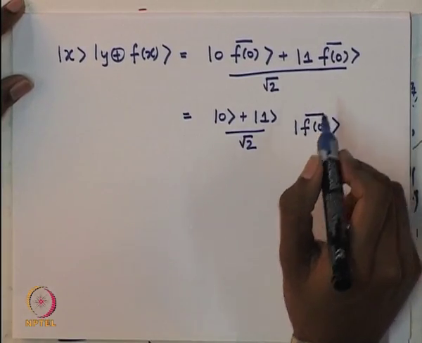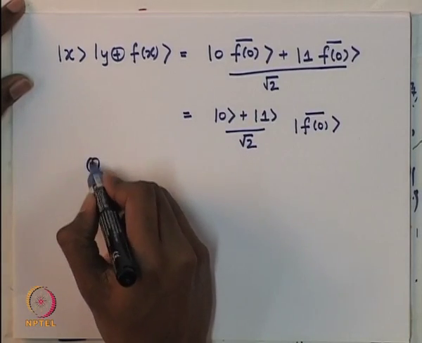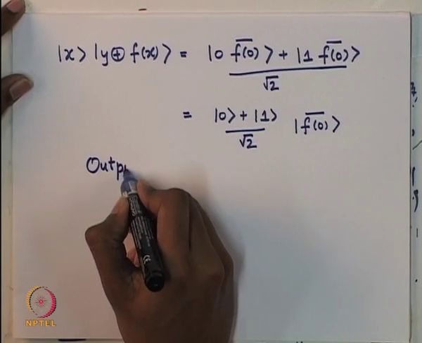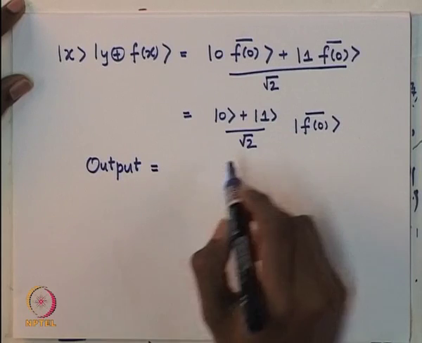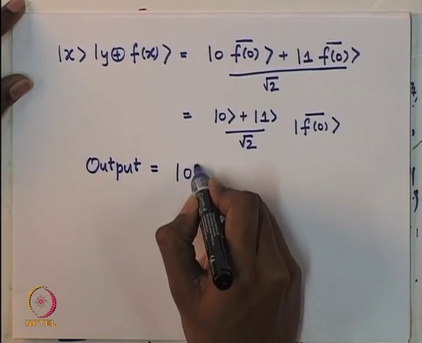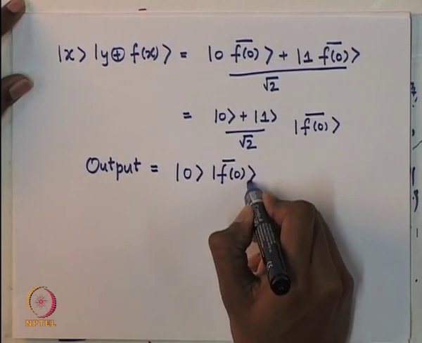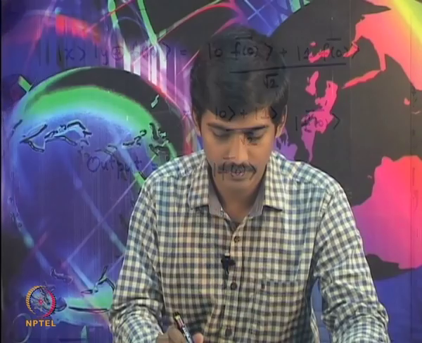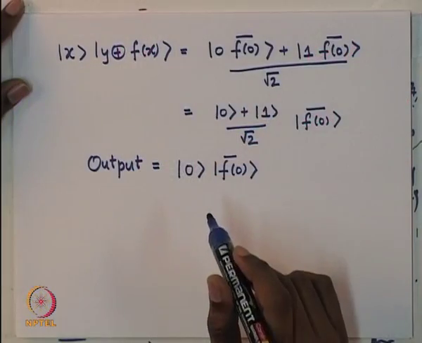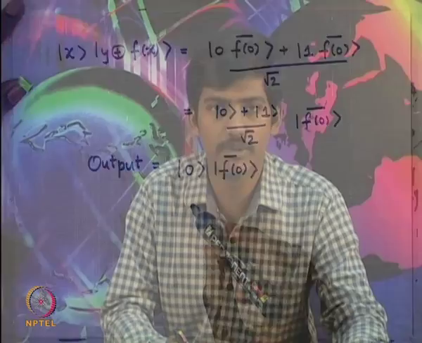As we know that the Hadamard gate is applied on the first qubit. In the next step, the output of the algorithm would be, when the Hadamard gate is applied on this state, we obtain qubit 0. So the output is qubit 0 in the first register. When we assume the function is a constant function, we obtain the output as qubit 0.